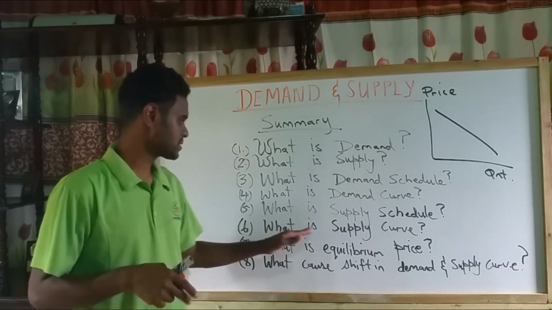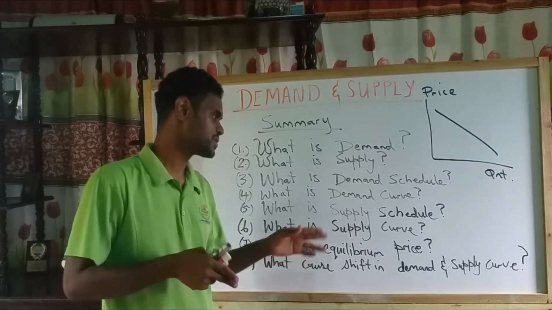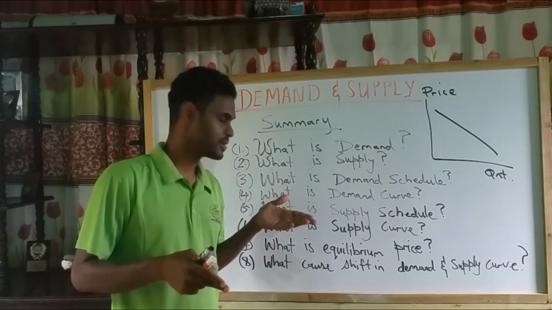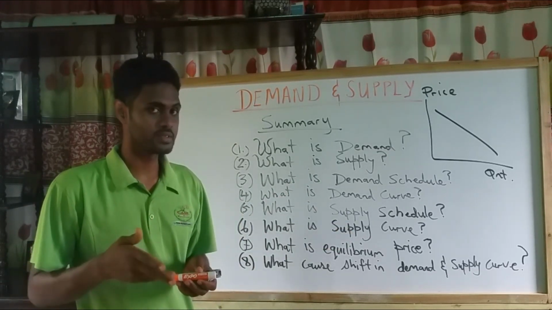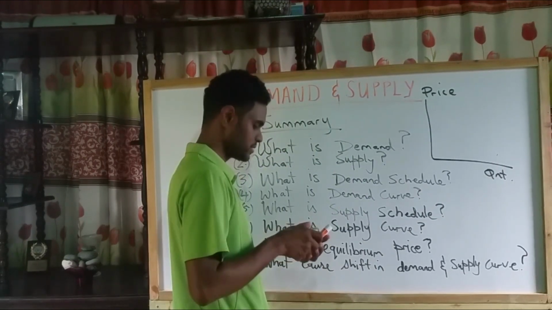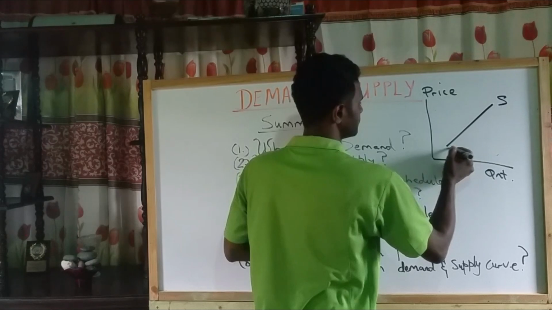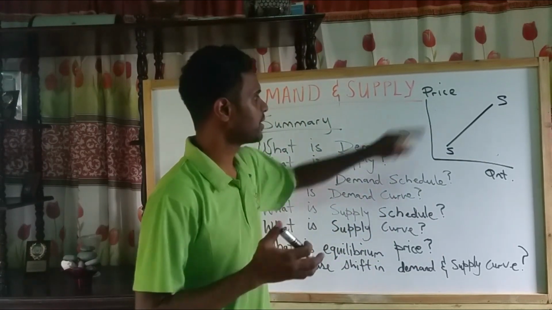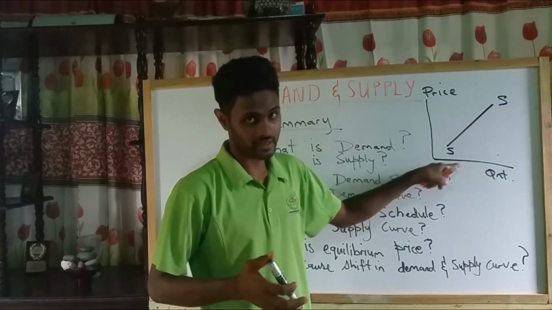Now number six, what is the supply curve? The supply curve is when you plot all that information from the supply schedule of one particular good on a graph. You'll get a line when you connect all the points. So the supply curve always runs in this direction. Please note that price is always on this axis and quantity is always on that axis.